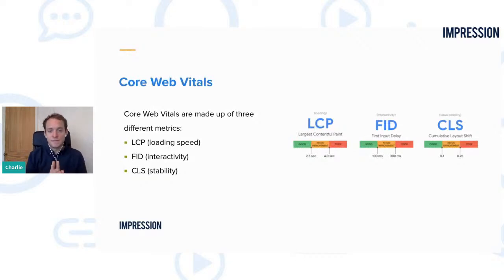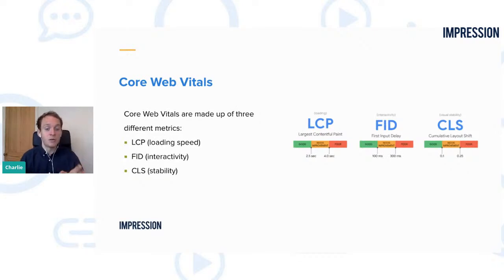Now, there are different metrics for each of these. LCP is scored in seconds, FID is scored in milliseconds, and CLS is a metric that Google have made their own algorithm for. But you can see underneath those images there are three different buckets where you can sit: good, needs improvement, poor.